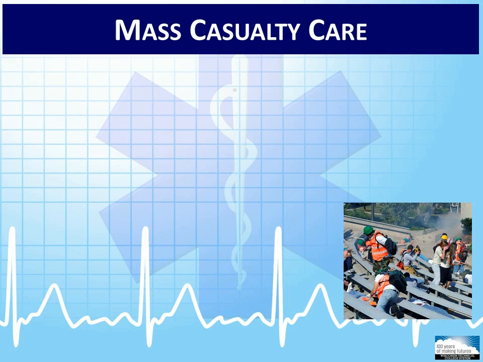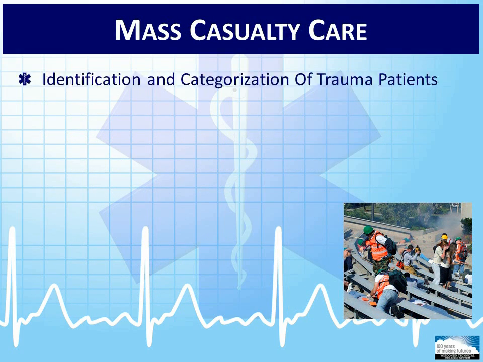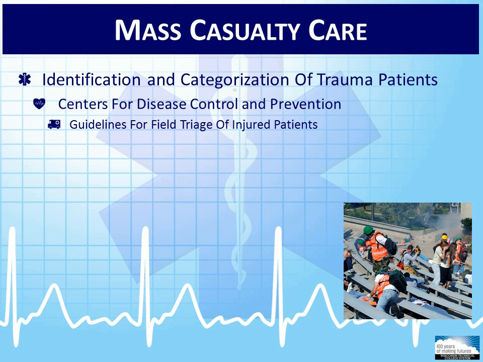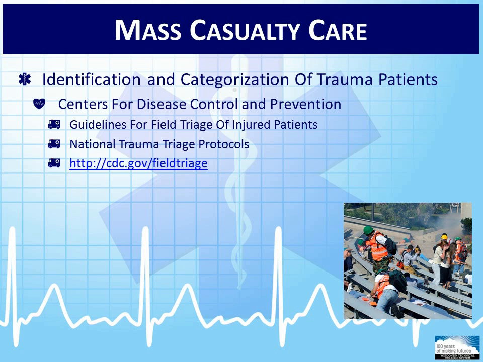When mitigating incidents with multiple trauma victims, it is important to have a procedure by which trauma patients are identified and categorized to provide care as effectively as possible given constrained or limited resources. The Centers for Disease Control and Prevention, CDC, has recommended guidelines available for trauma field triage. Resources pertaining to the CDC guidelines for the field triage of injured patients are available on their website at cdc.gov/fieldtriage.